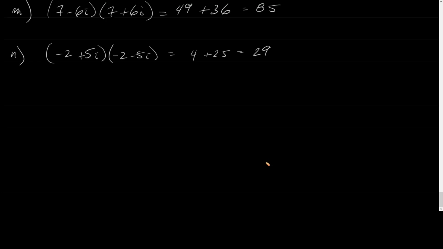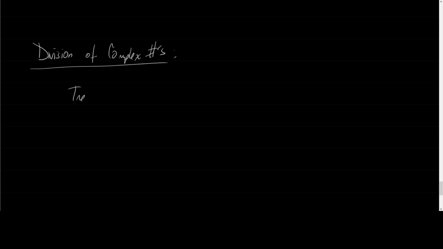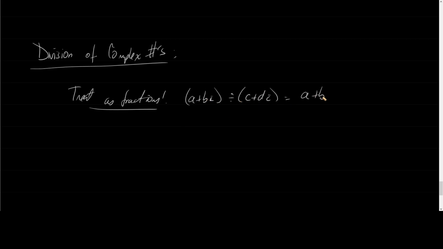Now, that's a lot of multiplication. Let's talk about division. How do we divide complex numbers? So now, division. Division of complex numbers. Well, it's simple. We treat them as fractions. What do I mean? So if I have a plus bi divided by c plus di, I'm going to treat this as a plus bi over c plus di. And then I'm going to do all sorts of tricks to rewrite that.